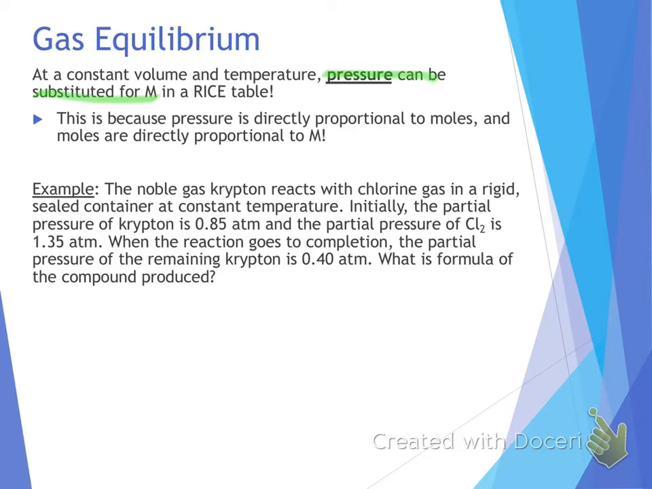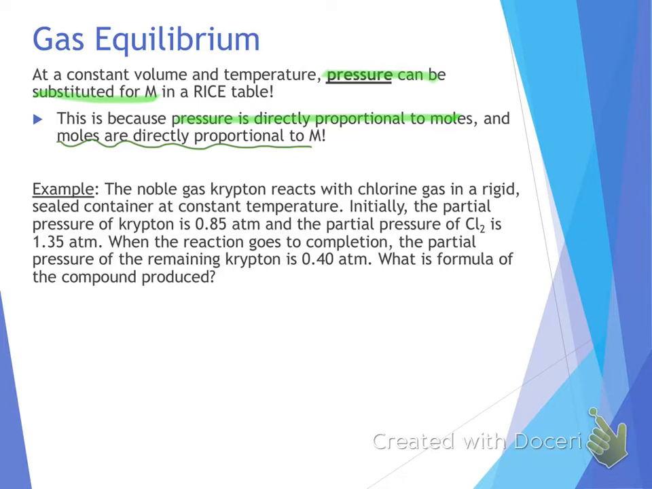This is only going to be the case whenever we have a reaction at constant volume and temperature, because if we have constant volume and temperature, pressure is directly proportional to our moles, and then moles are directly proportional to molarity, so we can substitute pressure in for molarity or for moles in the case of stoichiometry. So let's look at this first example here.